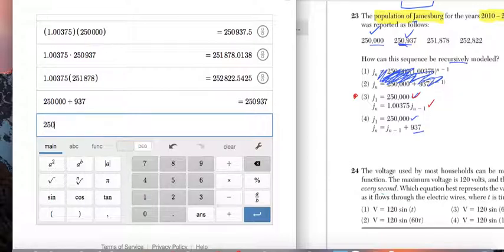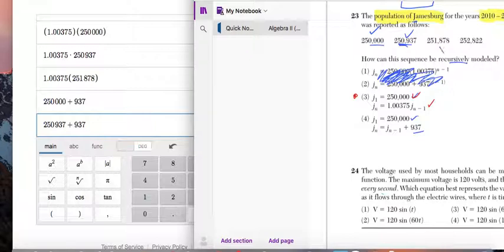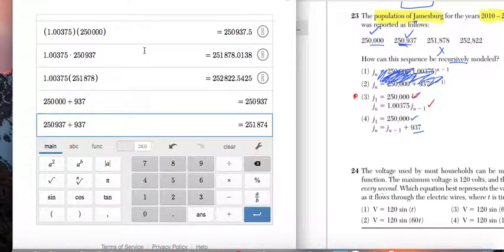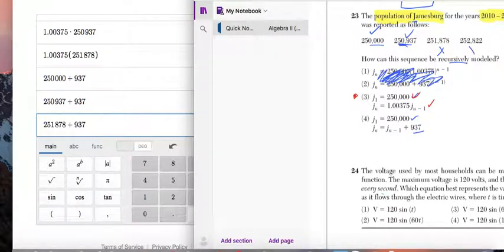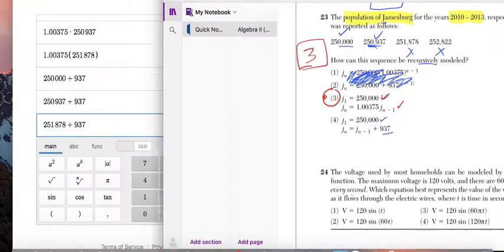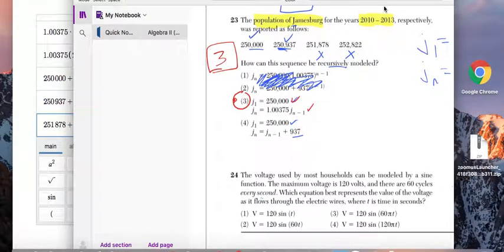250,937 plus 937 is 251,874. So already we're a little low here, so it's not looking good. And if I do the third term, 251,878 plus 937, I get 252,815. Even though that's not bad, the exponential was a lot closer, so that's the answer we're going to pick. Choice 3. All right, I didn't like this question too much, but it wasn't terrible. It was kind of annoying, I guess.